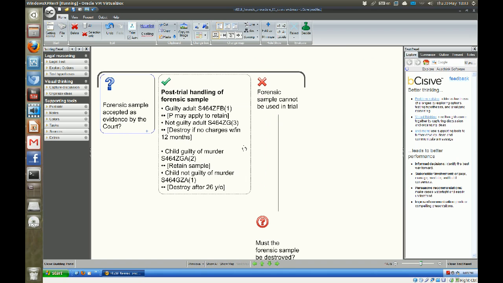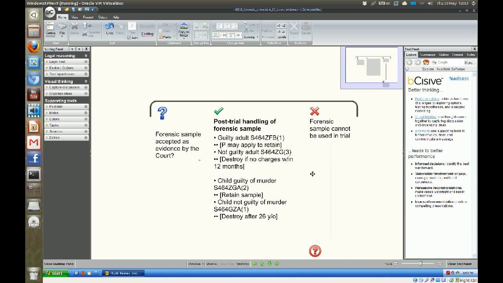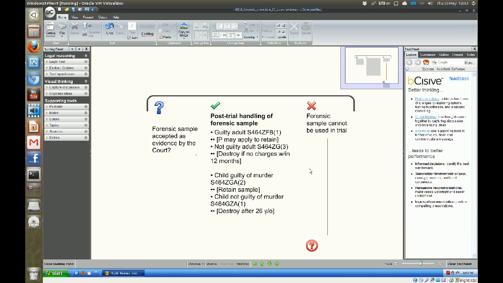So once it has been accepted as evidence by the court, we go to then the post-trial handling of the forensic sample. And if the adult was found guilty of the offence, then the prosecution, the police, that is, may apply to retain the forensic sample pursuant to section 464ZFB subsection 1. If the accused was not found guilty, and we're still speaking about an adult, then pursuant to section 464ZG subsection 3, the forensic sample must be destroyed if there are no further charges brought against the accused within 12 months.